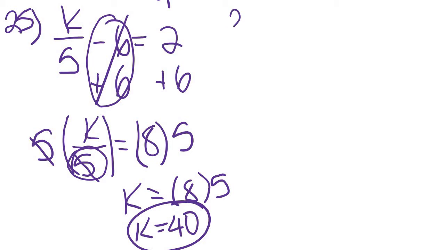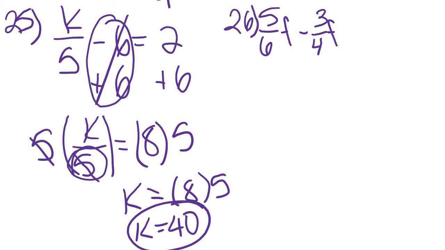All right, now let's go to 26. 26 is 5 over 6 f minus 3 over 4 f plus 3 over 4 is equal to 1/2. Whoa, there is a lot happening there, guys.